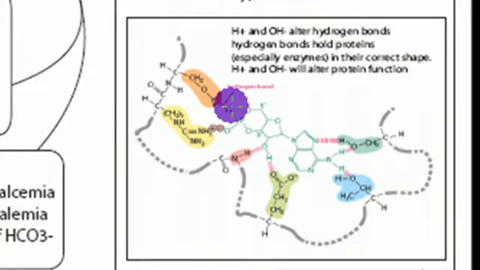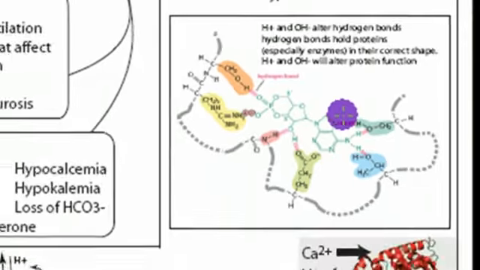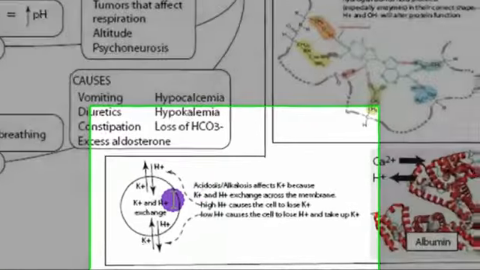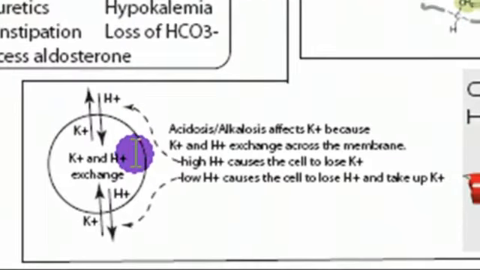So any additional H or OH can disturb hydrogen bonds in proteins and change the shape of that protein. This protein could be something like an enzyme or something structural or something important like that, and so disturbing those hydrogen bonds can have significant effects. Next, because hydrogen and potassium exchange across cell membranes, decreased acid will cause intracellular acid to leave the cell to compensate. So if there's decreased acid outside the cell, acid inside the cell will have to leave, and then it'll cause potassium to go into the cell.